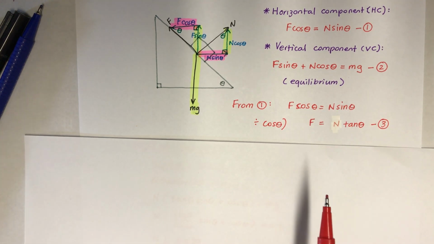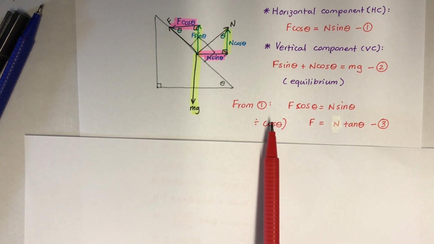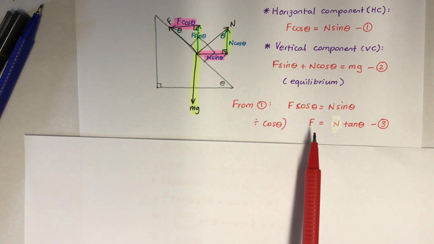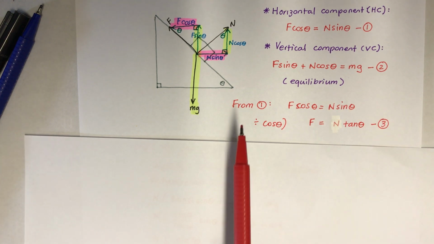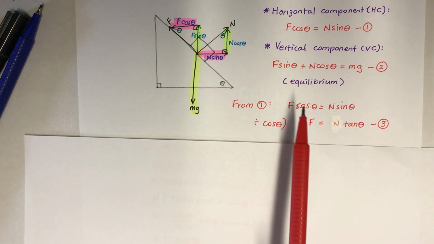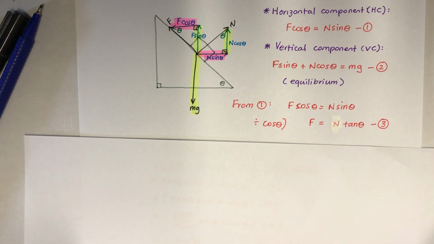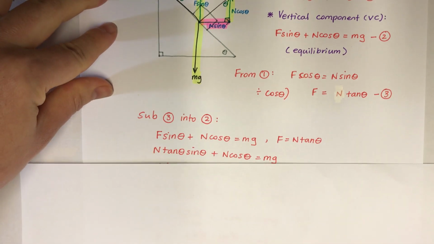Because it's got cos theta and sin theta, I just want to make it into one angle, one trig ratio, which is easy to do with either sine or cos. I can just make it into tan. So I divided by cos theta on both sides and I will get f equals n tan theta. I'm going to call it the third equation.